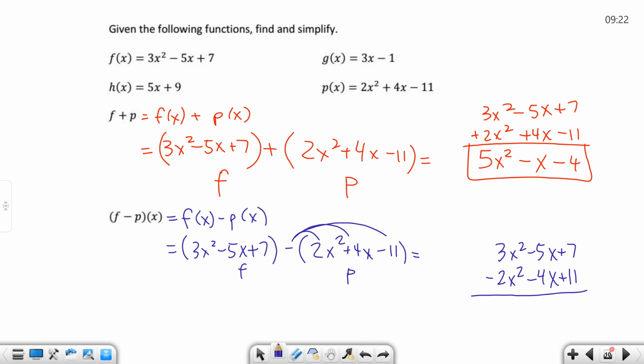But here, at this level, I'm going to say, hey, do that as you write it down, change all those signs. All right? So this is going to be what? X squared minus 9x plus 18. And that's that answer right there, okay? X squared minus 9x plus 18 for f minus p of x.